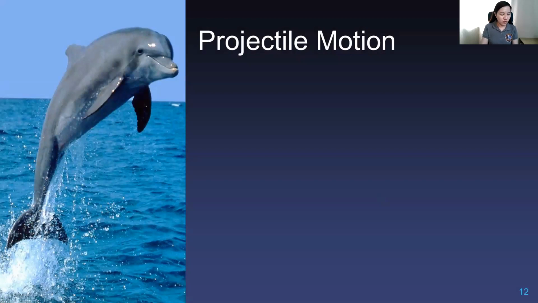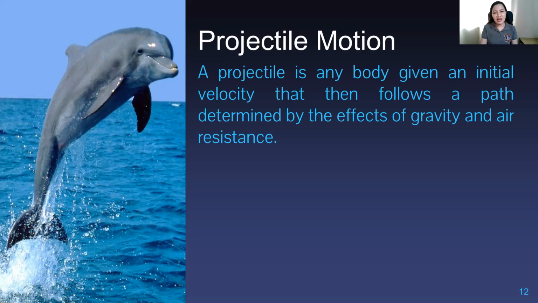Now let's go to projectile motion, 2D. A projectile is any body given an initial velocity that then follows a path determined by the effects of gravity and air resistance. For example, in this photo we have a dolphin. Whenever a dolphin jumps out of the ocean or the sea, it follows a path called a projectile. So the motion of the dolphin is projectile motion.